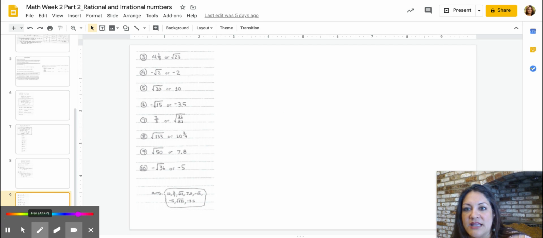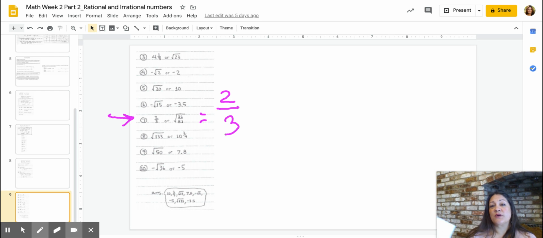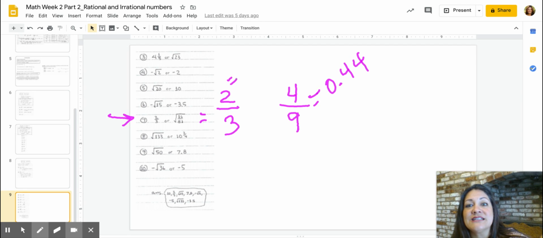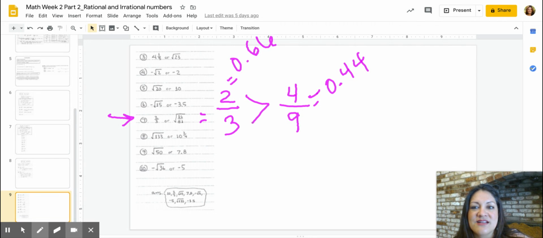Okay, so that was six, so now we are on number seven. Here we have two-thirds or square root of 16 over square root of 81. I know that those are both perfect squares. Square root of 16 is 4. Square root of 81 is 9. Well, which one of these is bigger or greater? This one here equals 0.44. Two-thirds equals 0.66, which is bigger than 0.44. So two-thirds is bigger. Here's our answer down there on the answer key.